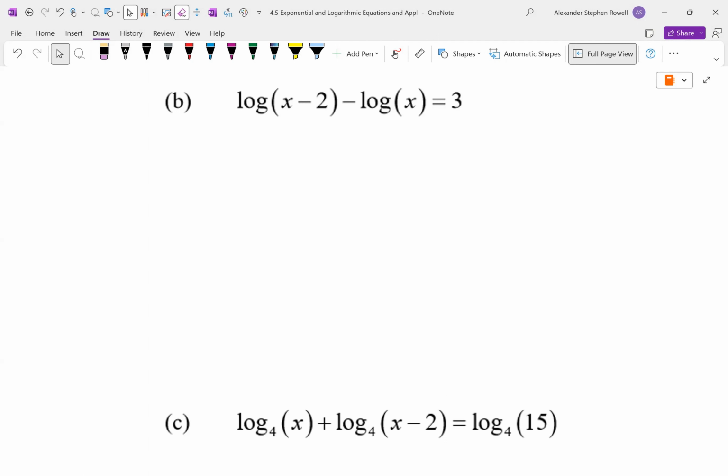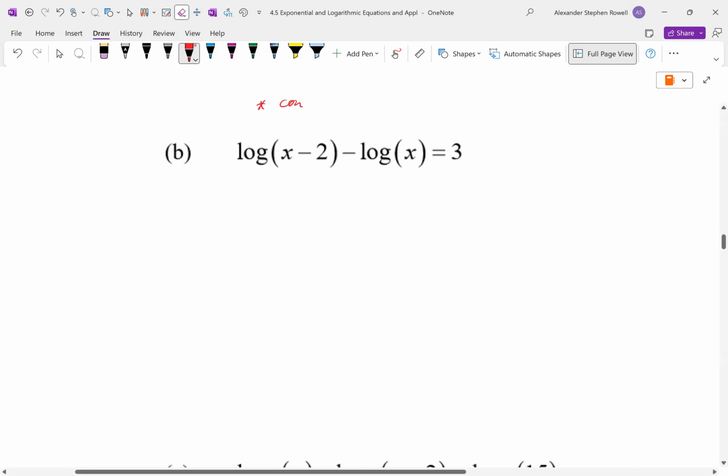We want to solve this, find all values of x that make this true. What should I do first? What's the inverse of log? 10 to the power, right? So the question is, should I do the inverse operation first or simplify first? Simplify is easier. You could technically do the inverse, but I find people usually mess up. We'll make this note: combine all logs first.